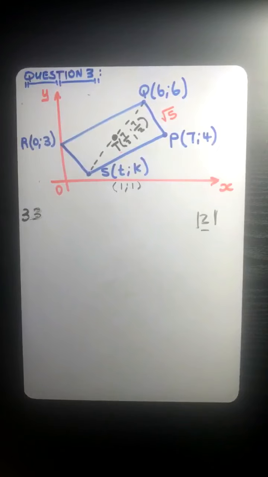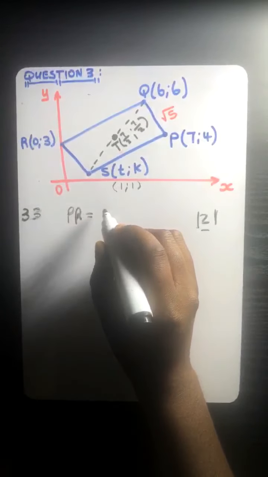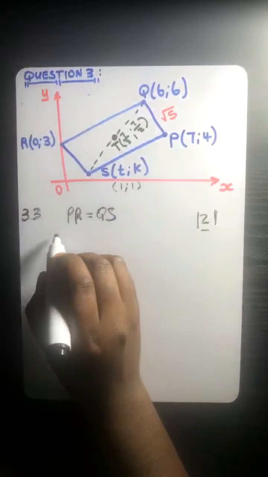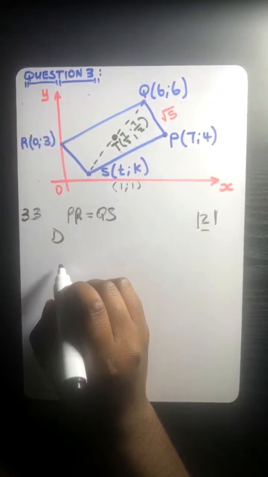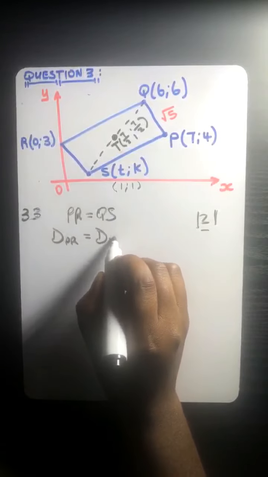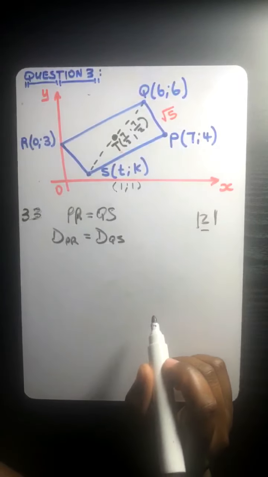But one thing for sure, what Lerato is saying there, she's absolutely correct. If we want to show that PR is equal to QS, you can use the distance formula to calculate the distance of PR, which is going to be equal to the distance of QS. Here's another way.